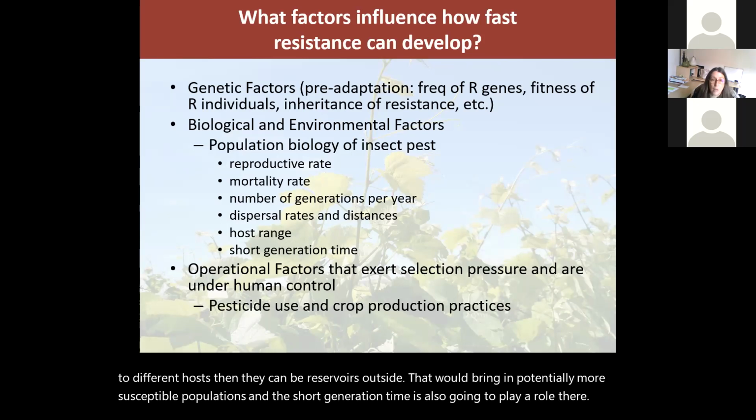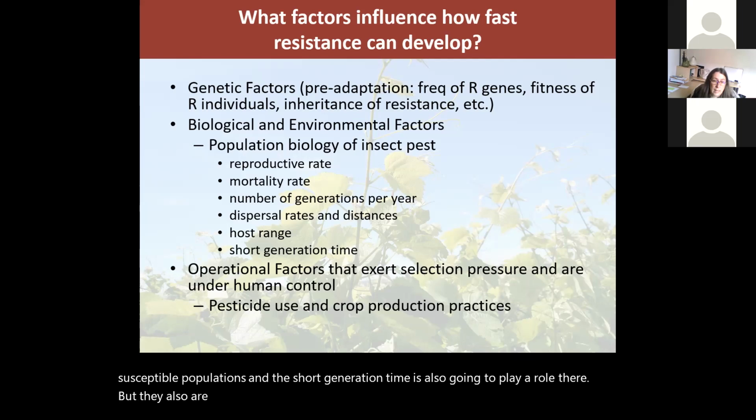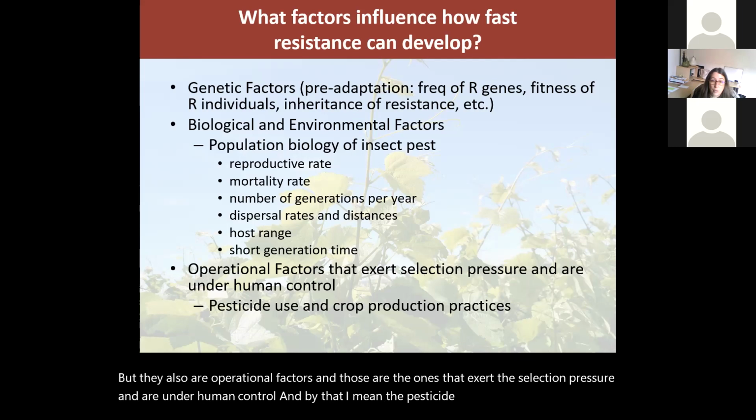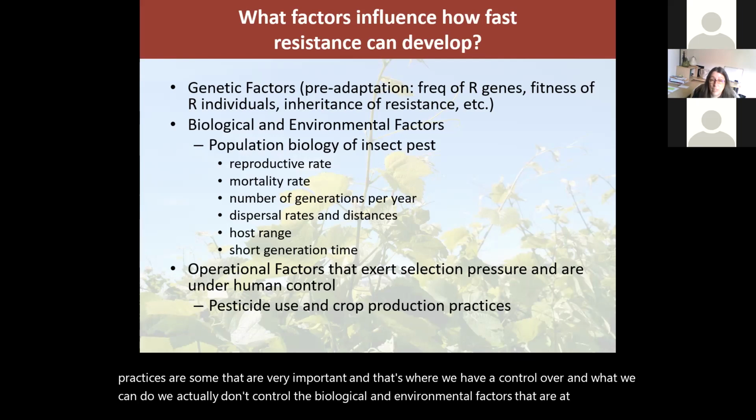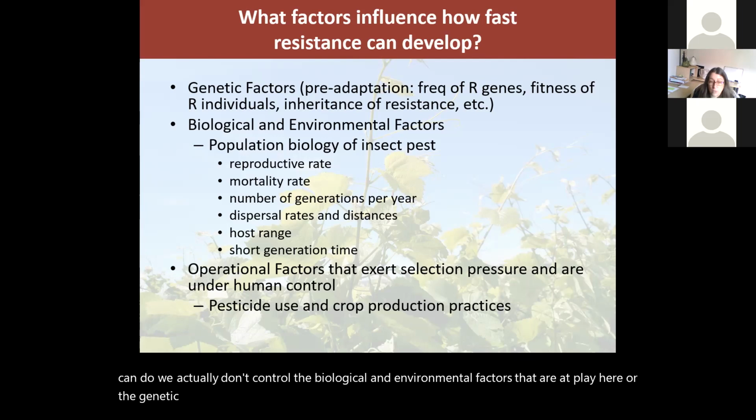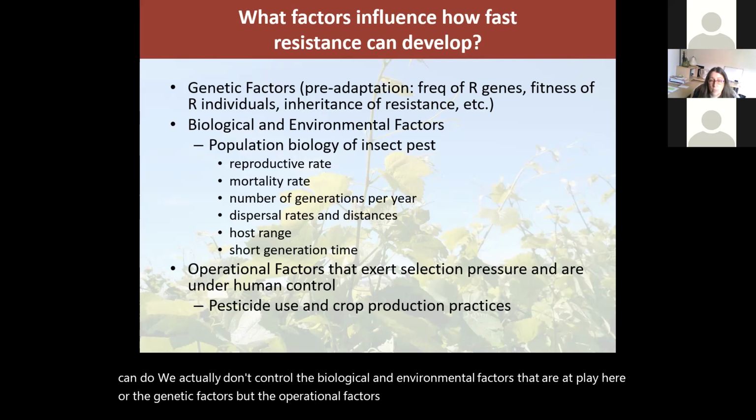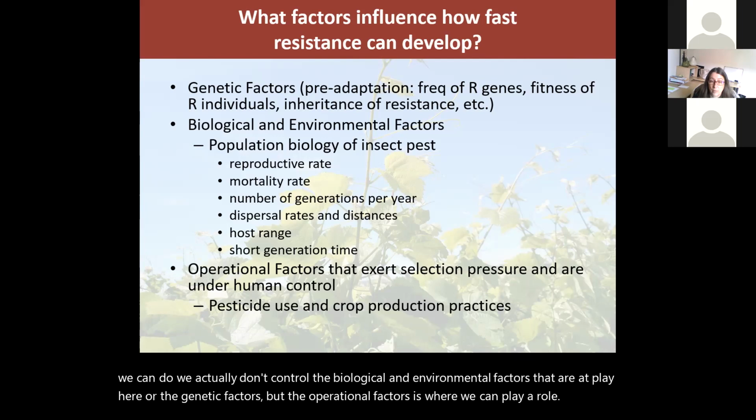But there also are operational factors. And those are the ones that exert the selection pressure and are under human control. And by that, I mean the pesticide use and the crop production practices are some that are very important. And that's where we have a control over and what we can do. We actually don't control the biological and environmental factors that are at play here or the genetic factors, but the operational factors is where we can play a role in trying to delay or prevent resistance from happening.